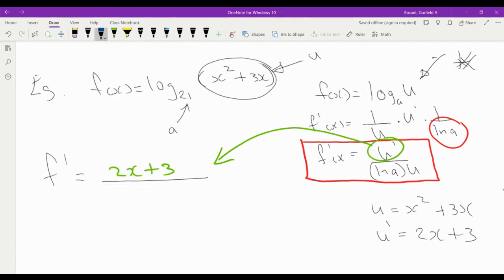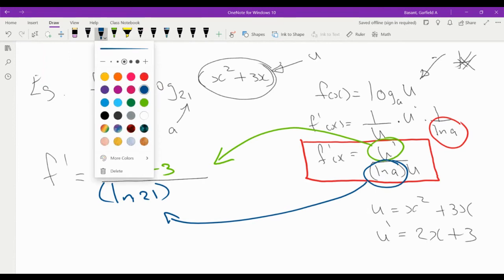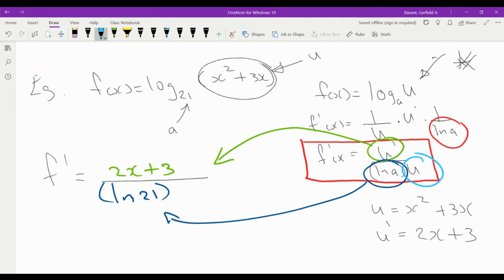The ln of A goes next on the bottom. It's just like filling in the blank. The ln of A, and our A in this problem is what? 21. And then we have one more piece to complete this problem, which is U. We're going to times that by U. What is our U? X squared plus 3x. And that's our answer: U prime over the ln of A times U.